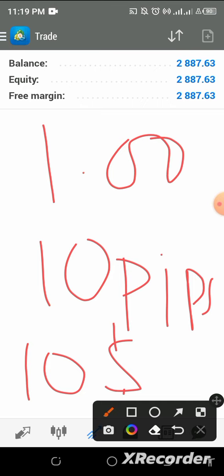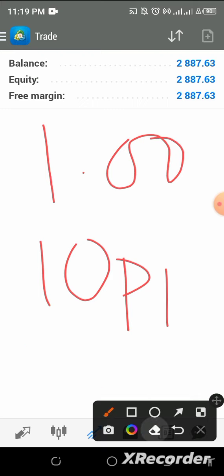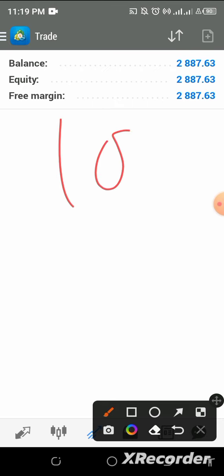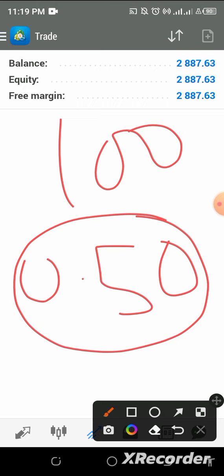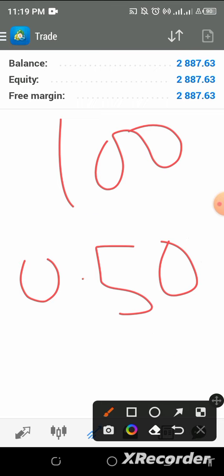That is why it is risky to use a high lot when your account cannot carry it, when your account is very, very low. Imagine I have a $100 account and I use 0.50, and this is the lot size that someone with a $5,000 account can use. So guys, don't blow up your account.